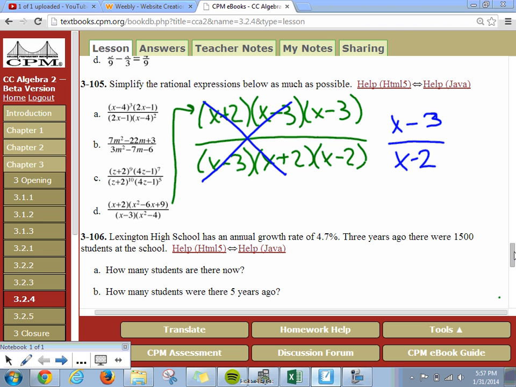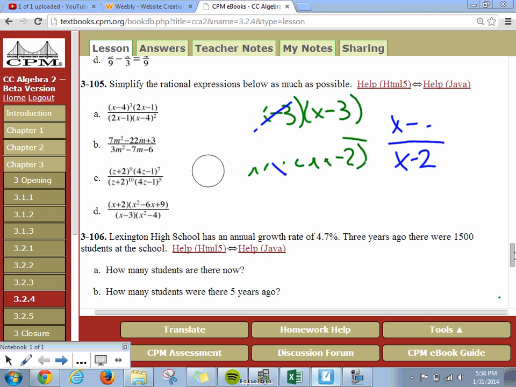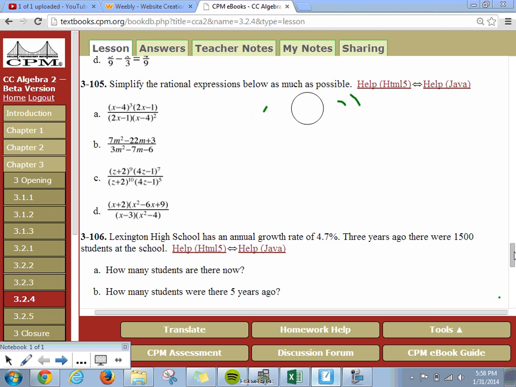In 106, it says that Lexington High School has an annual growth rate of 4.7%. 3 years ago, there were 1,500 students at the school. How many students are there now? Were there 5 years ago? So with this one, what they're really asking us to do is set up an exponential growth.